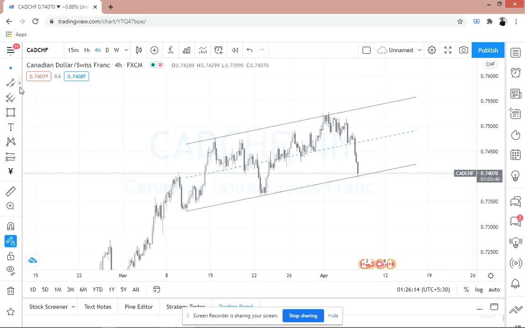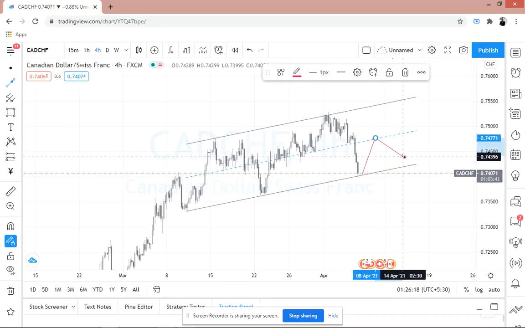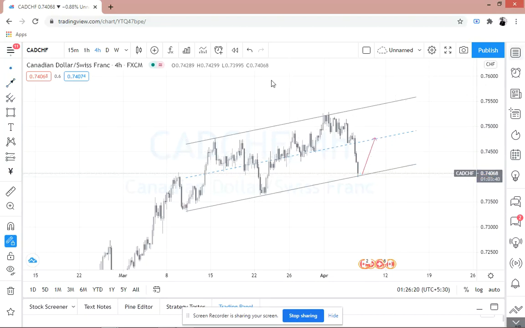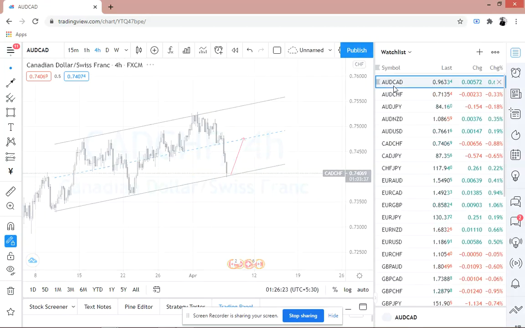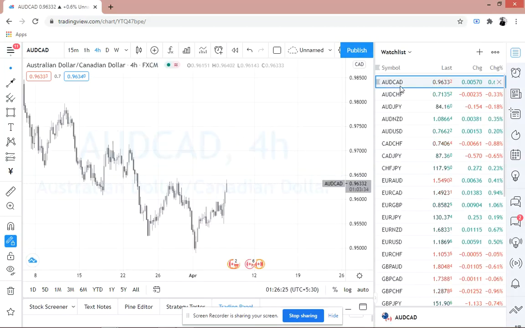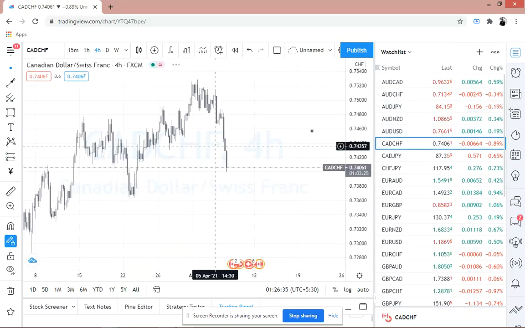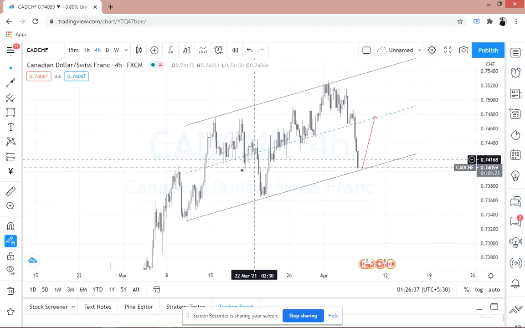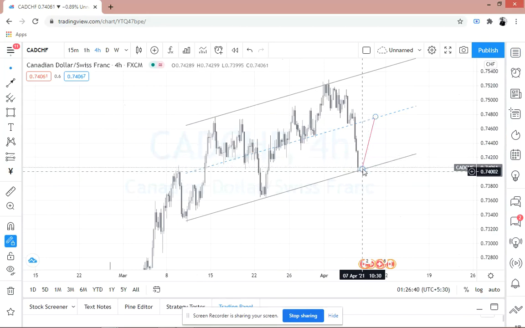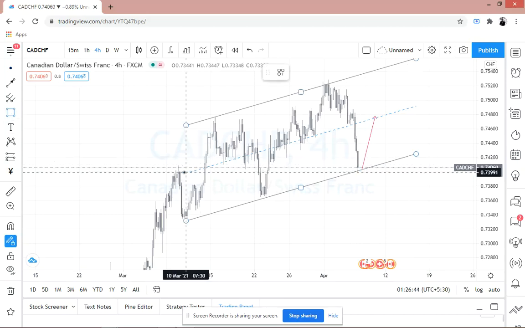But here I'm expecting buyers. CADCHF, AUDCAD, AUDCHF. If there's any confirmation at the support zone here, I'm expecting some buyers, because I can also see a strong level here.